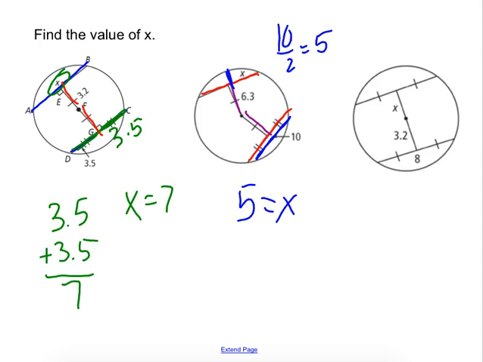Now this last one here, what do we have? We have two chords that we're told are congruent based upon these little segments there. So that must mean they are equidistant away from the center. So if this one's 3.2, then x must also be 3.2. All right? Again, watch this video again if you have to, or ask me questions since you're in class. Don't be confused and not do anything about it.